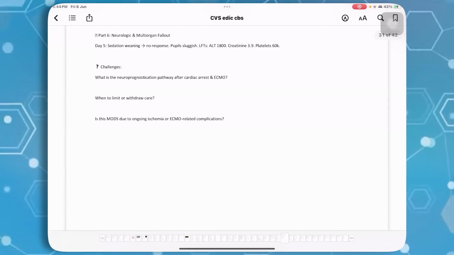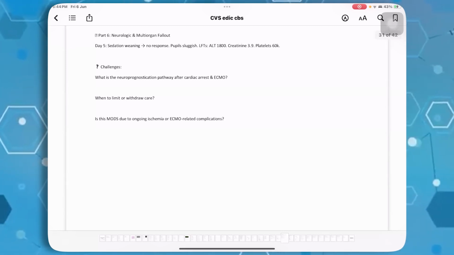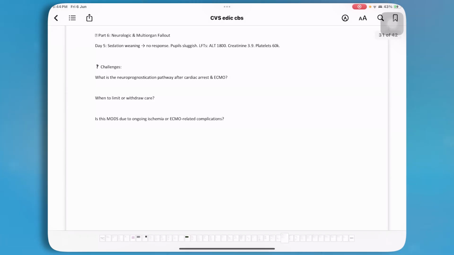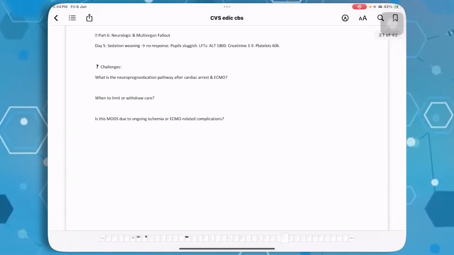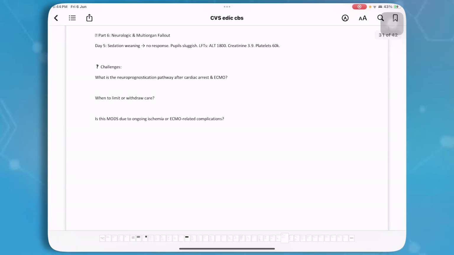What is the neuroprognostication pathway and how do you approach it? When to limit or withdraw the care? When do you say we've done enough? Now, if the patient is not surviving, let's call it a day.